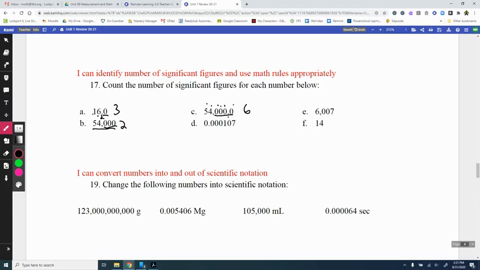Next one, all of these zeros are leading zeros, which means they're not significant. That zero is a sandwich zero, which means it is significant. So this has 3. Next one, those zeros are sandwiched, so they are significant. That's 4. Next one doesn't even have any zeros, so that's nice and easy. 2.